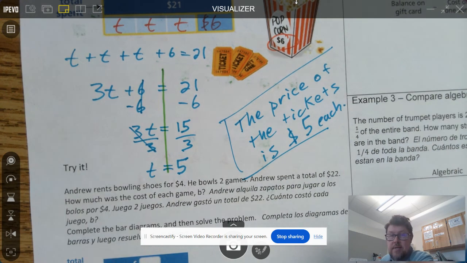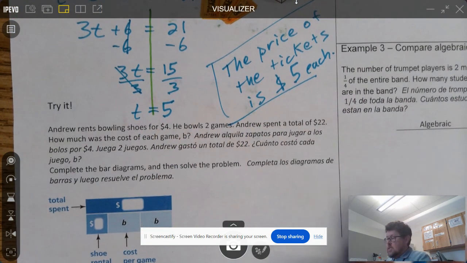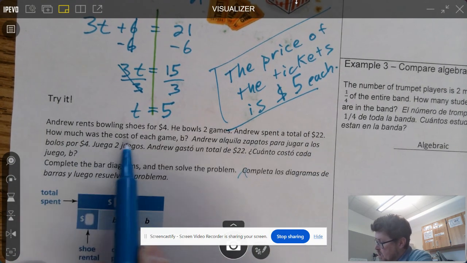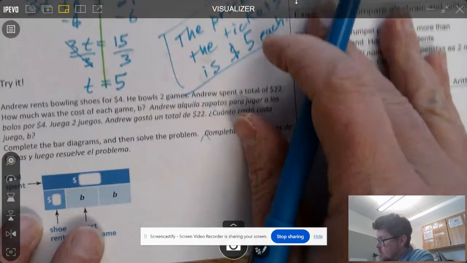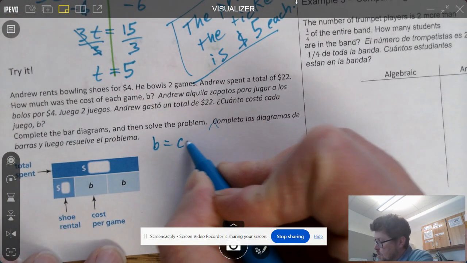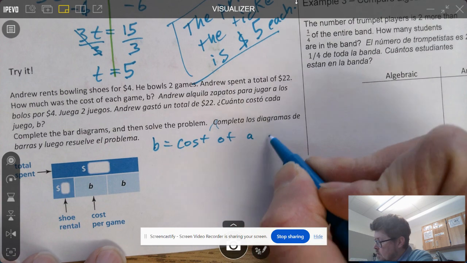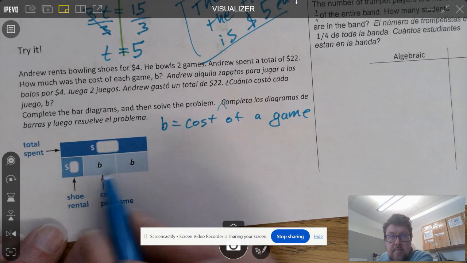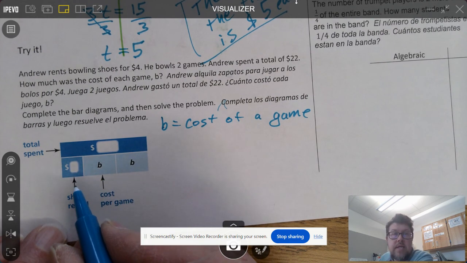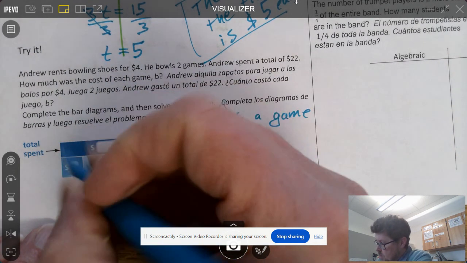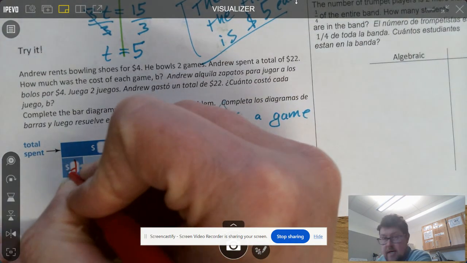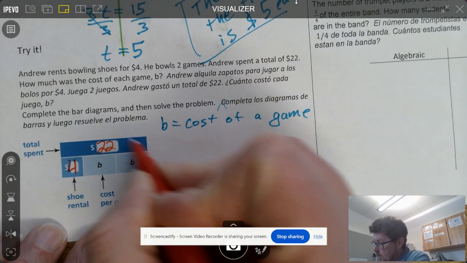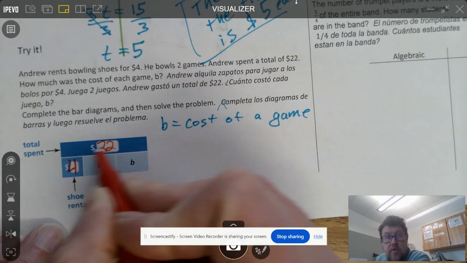Now we got a similar question here. Andrew rents bowling shoes for $4. He bowls 2 games. He spent a total of $22. How much was the cost of each game? We'll say B equals the cost of a game. We've already got this set up right here. I've got the B, and the shoe rental is $4, rents bowling shoes for $4. We do a different color here. And he spent $22. So that's the total. That's why this rectangle covers all 3 of those smaller rectangles.